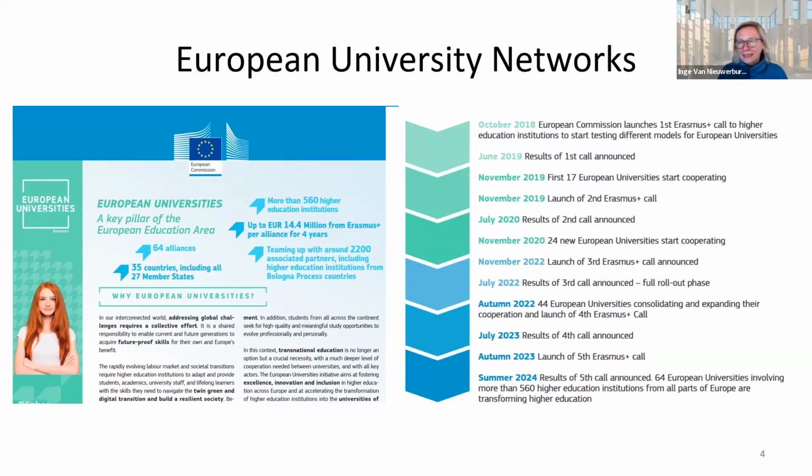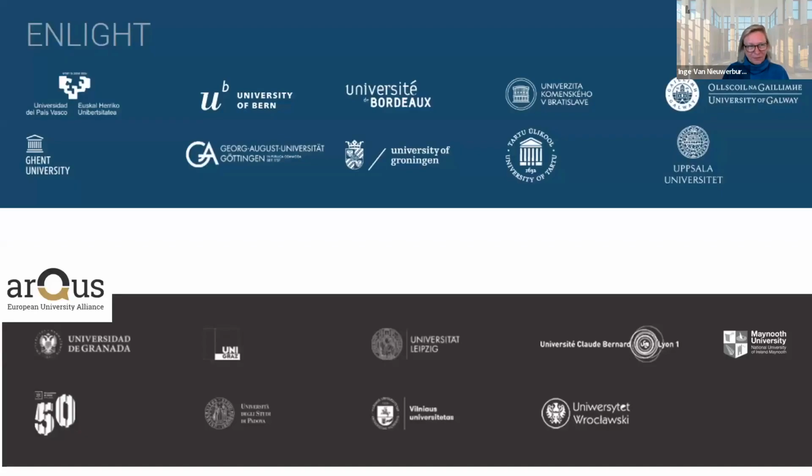On the right-hand side, you see the timeline. We are now in the summer of 2024 and results of the 5th call have been announced. So there are already 5 calls to form these European university networks. The ENLIGHT consortium is a part of the 2nd call. You see all the 10 universities of our alliance here on the top, and Arqus European University Alliance, you see all the universities on the lower side of this PowerPoint presentation.